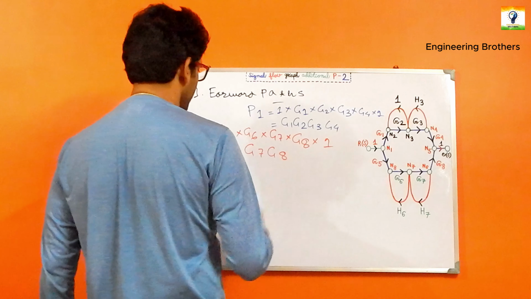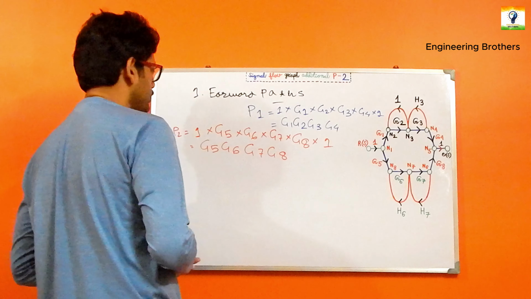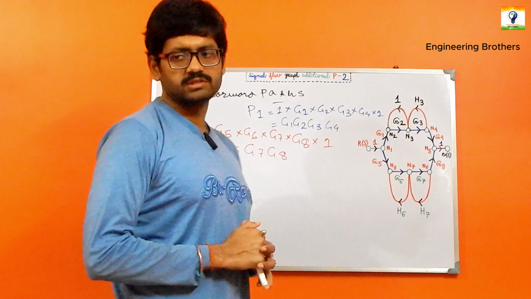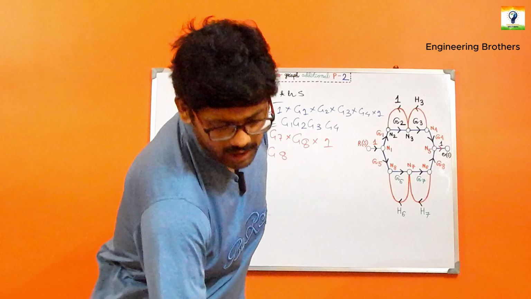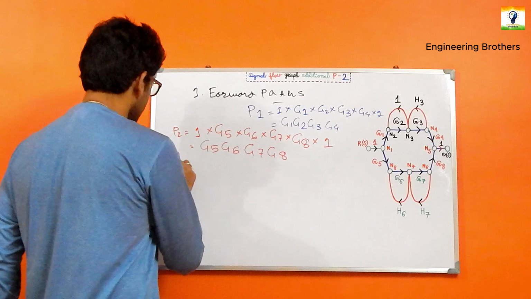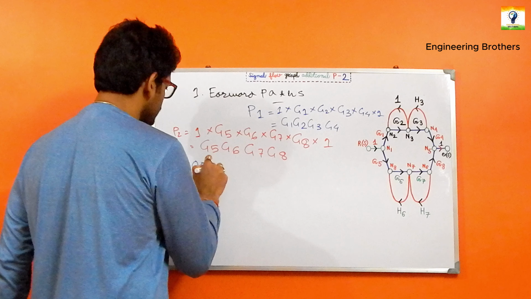Now you should have the final answer of the forward path over here, which is G5, G6, G7, G8. Now this is going to be our first step. In our next step, we should find out the individual loops over here. The second step will be our loops.